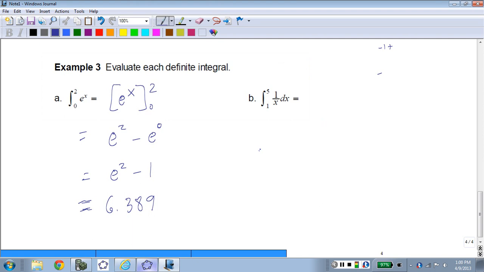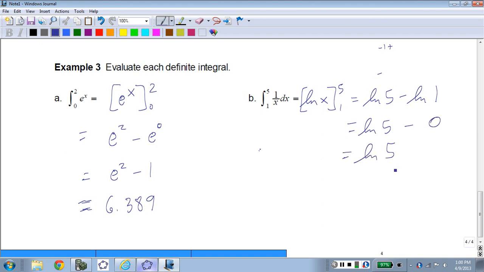Take the derivative of what? You get 1 over x. The natural log. So, going to use natural log, and we want to evaluate it at 5, evaluate it at 1, and then subtract. So this is the natural log of 5 minus the natural log of 1. And the natural log of 1 is 0. So this is the natural log of 5 minus 0. So it's the natural log of 5.